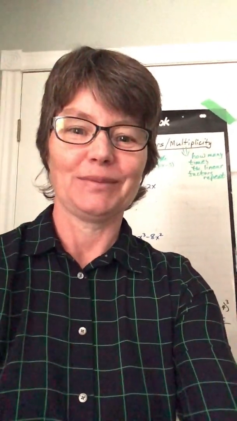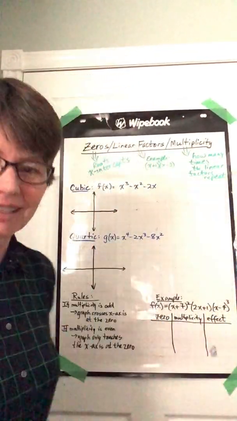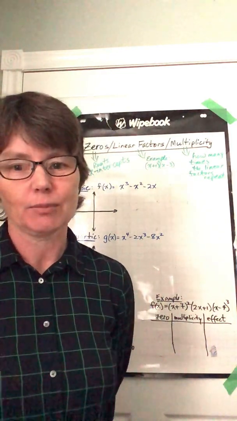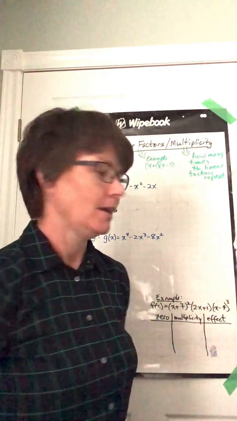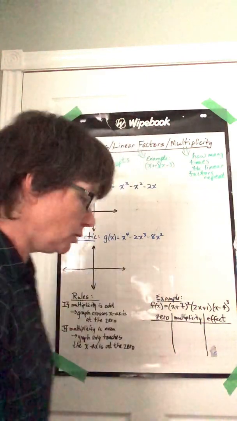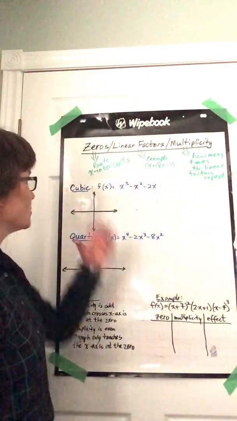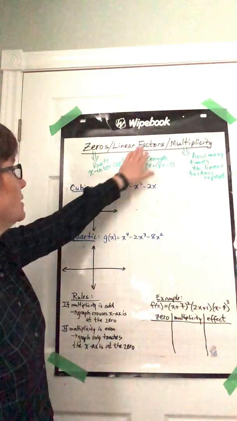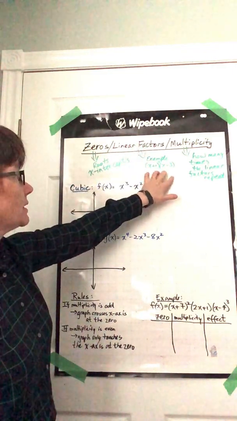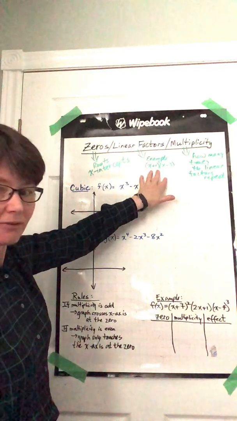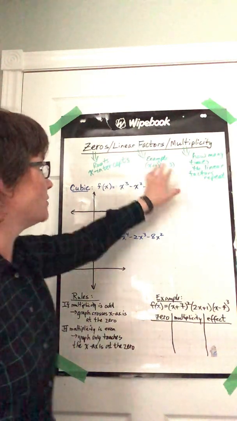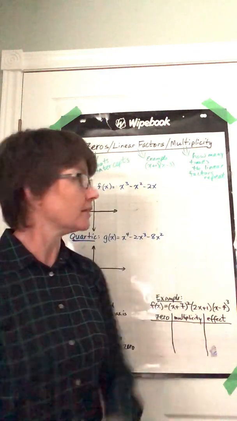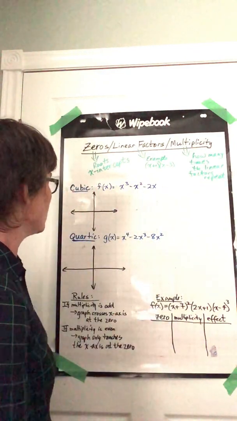Hello, we're talking still about zeros, linear functions, and multiplicity. Now we're going to talk about a cubic function and a quartic and talk about the general rules that apply. Okay, so remembering that zeros are roots or x-intercepts. Linear factors are something like this, being able to factor a function out into its linear factors. Multiplicity is how many times each linear factor exists or repeats.